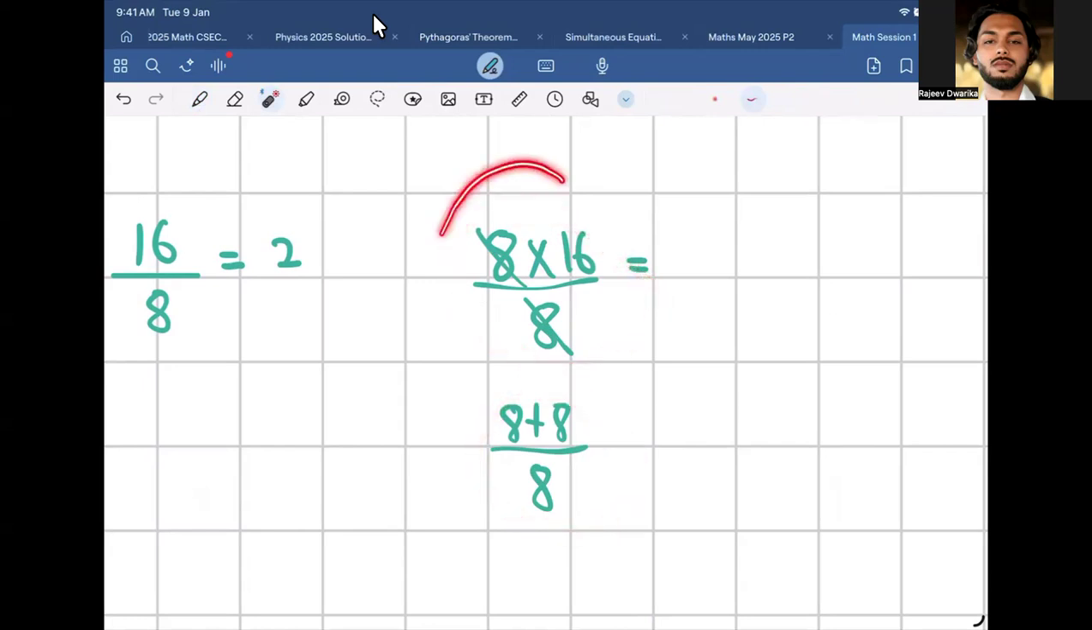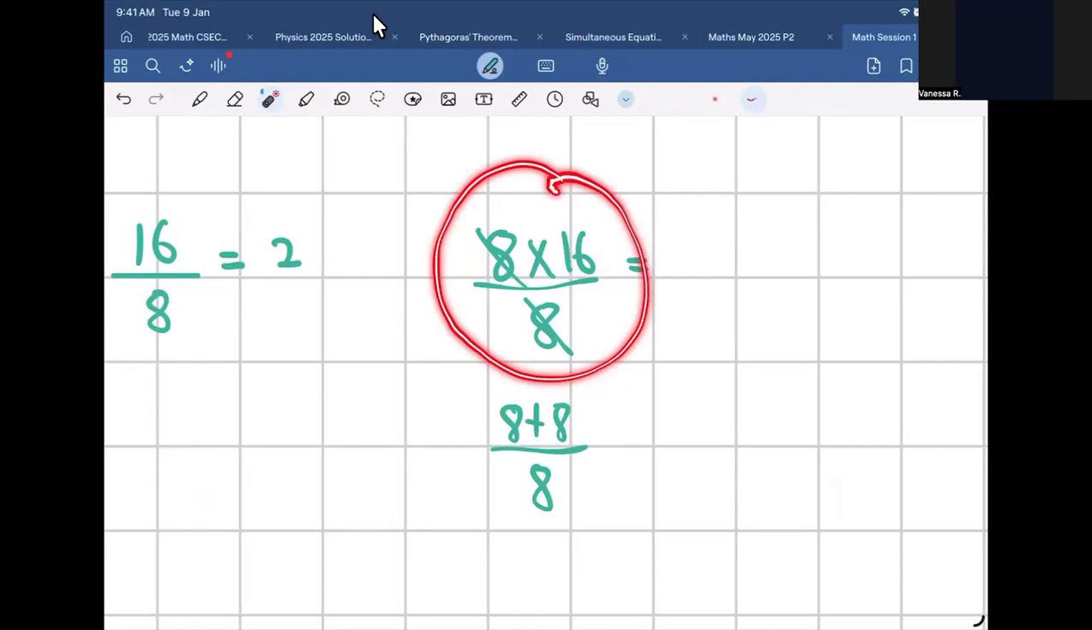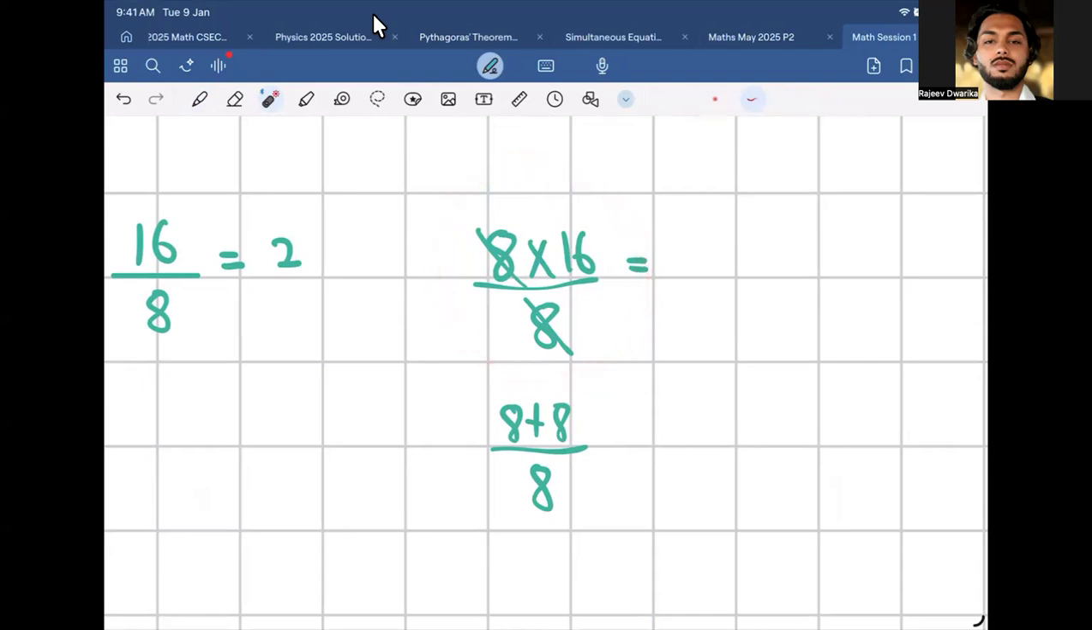Why is this fine? Tell me, Vanessa, why is that fine? Because the 8 could actually go into 8. That's one way to think about it. Yeah, that's true. But the main thing is that we have a product here and we have a divisor over here. And a product and a divisor are opposites of each other. So anytime you have a situation like that, you could cancel off.